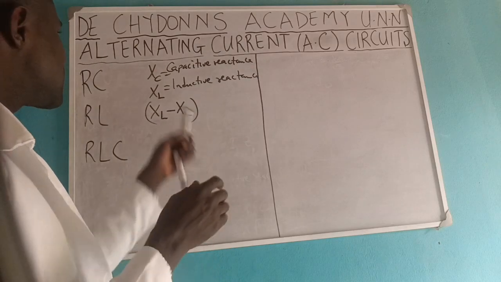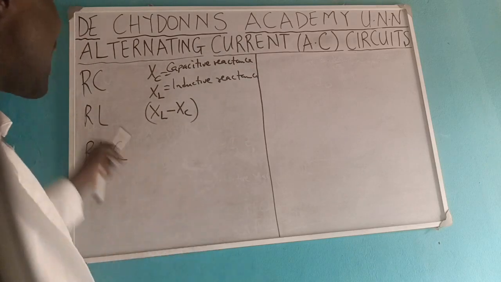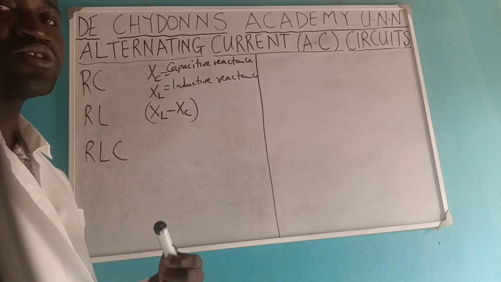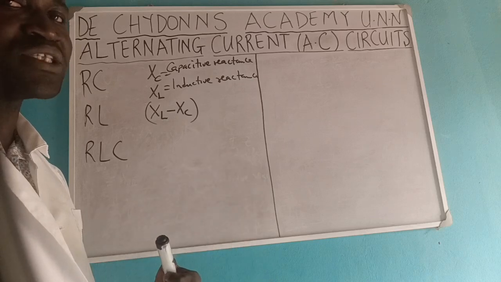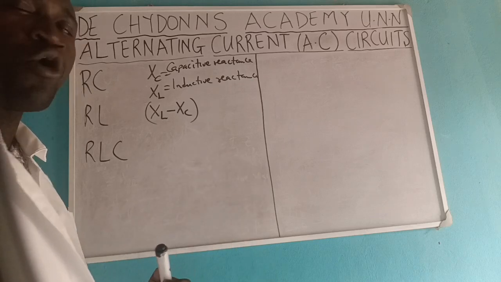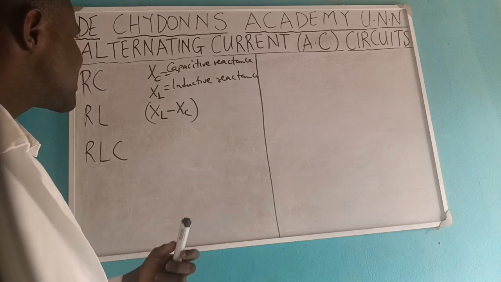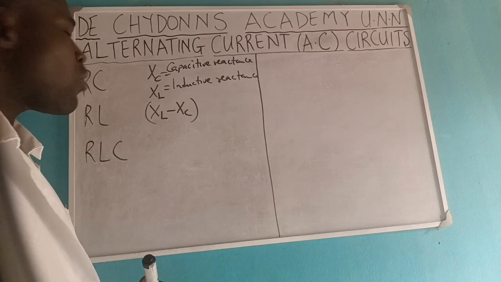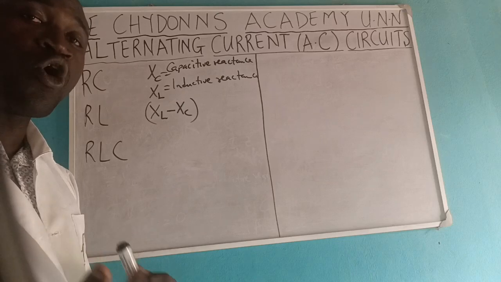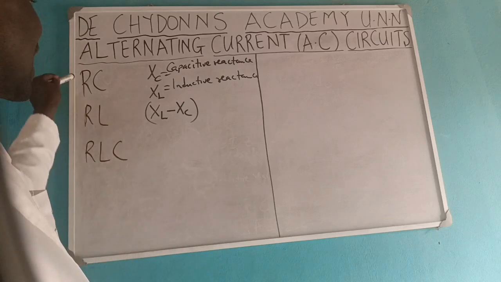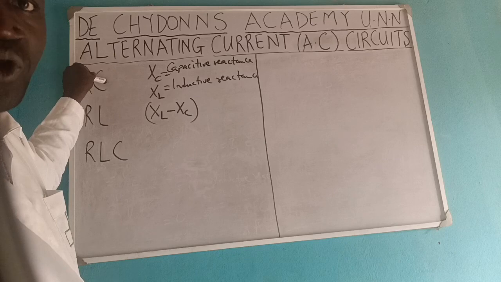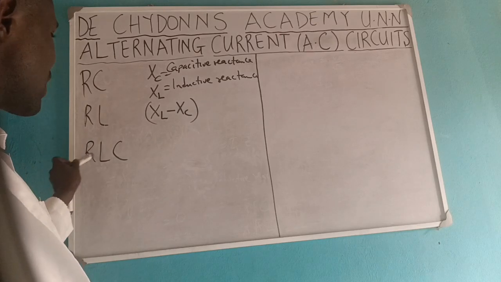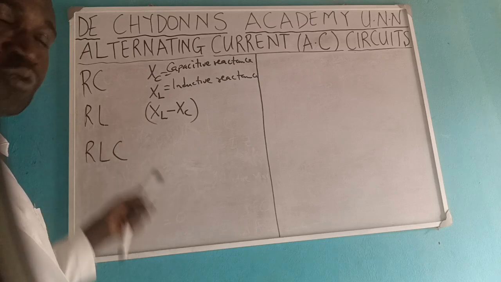Now, as you have gotten this, we said that alternating current circuits don't usually have only one resistor. It has more than one material that opposes the flow of electric current, and we said it can have a pure resistor and a capacitor, a pure resistor and an inductor, or a pure resistor, capacitor and inductor, so to speak.